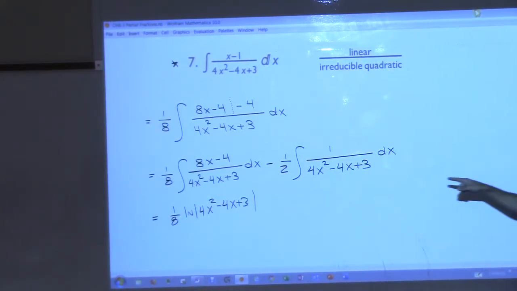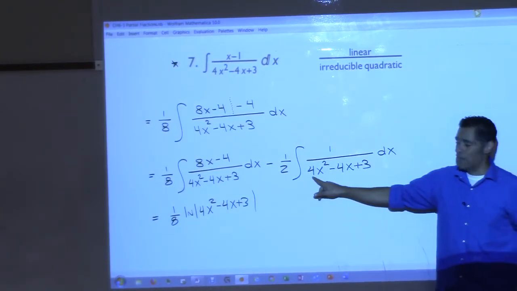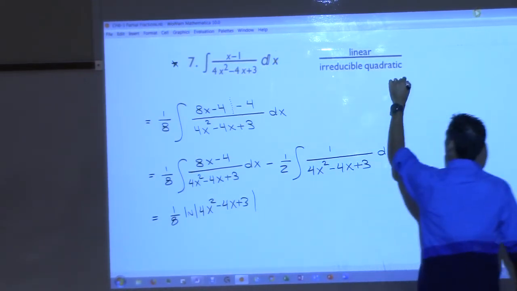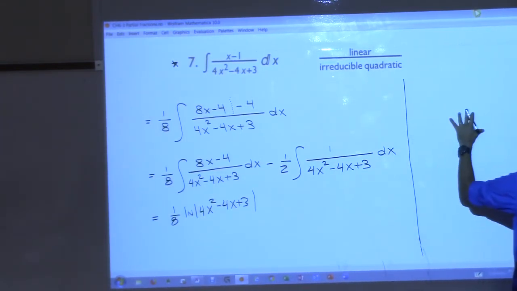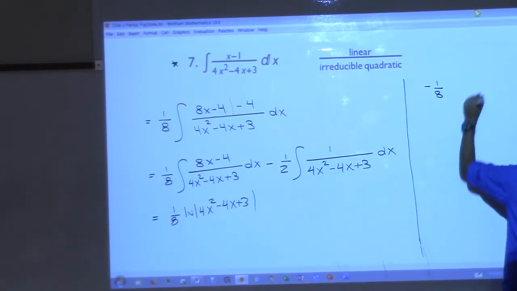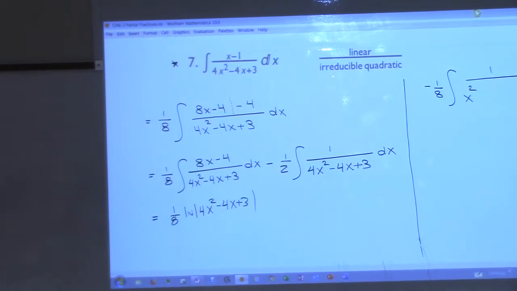On this one, I've got to complete the square, right? So we're going to start by pulling that 4 out. And since this is going to be a lot of work, let's go ahead and just separate it, and we'll do this integral over here. I'm pulling a 4 out, so it's going to become a minus 1/8, integral of 1 over x squared minus x plus 3/4 dx. So that's just pulling this 4 out of the bottom.